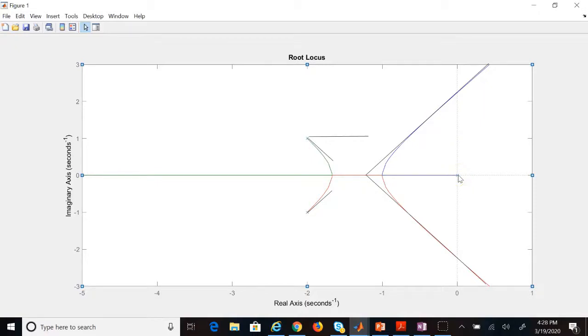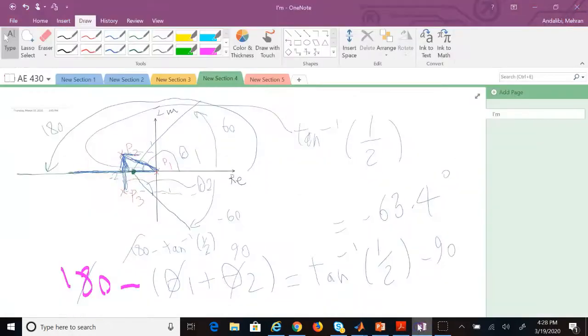And what about this guy? What do you think? Just looking at it, clearly when the root locus is getting off from this, it is going horizontal. So the angle of this should be what? Yes, should be 180 degrees, right? Now, is that the case? Yes. Why? Let me show you.